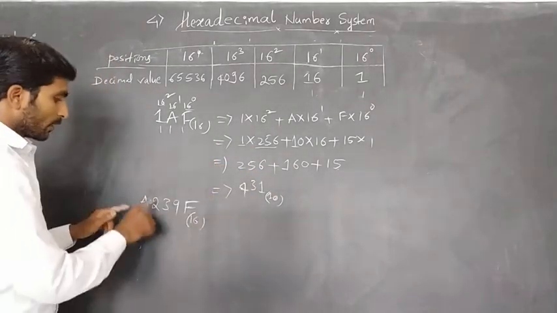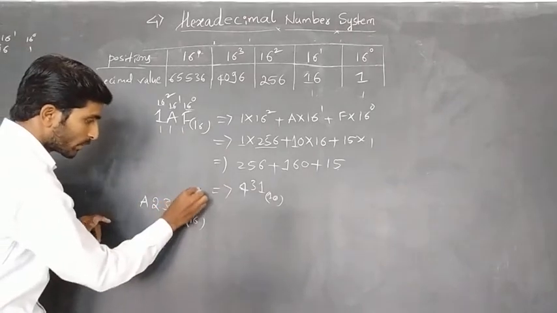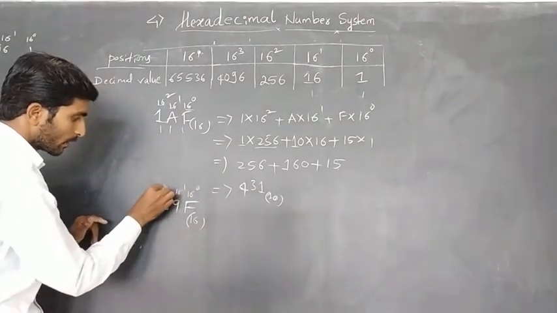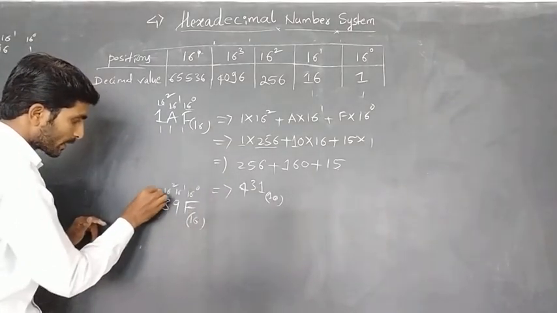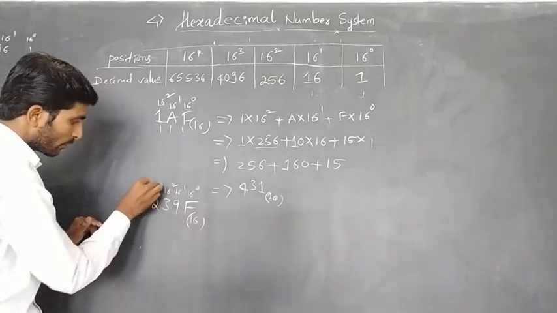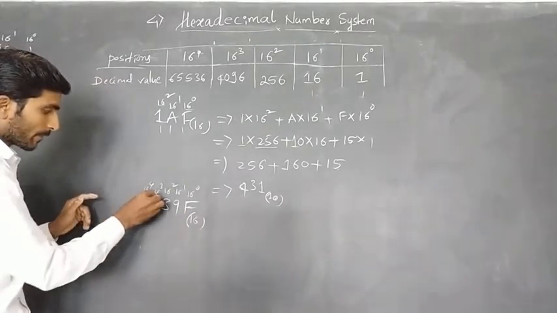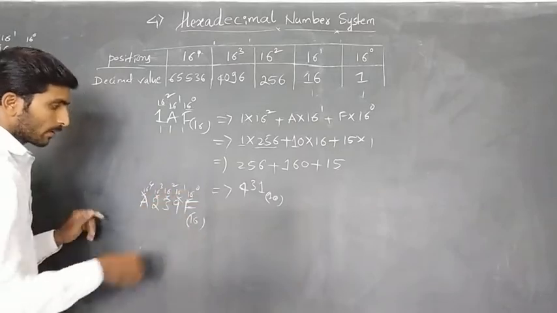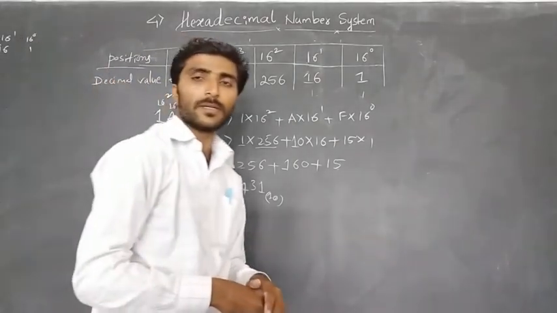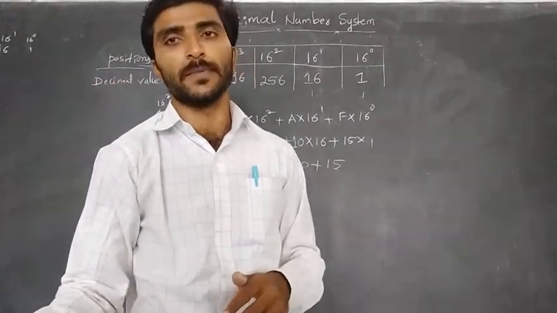Here what I will do is write 16 raised to 0, 16 raised to 1, 16 raised to 2, 16 raised to 3, 16 raised to 4. Then after that you have to multiply, and then add it. That is the decimal equivalent.